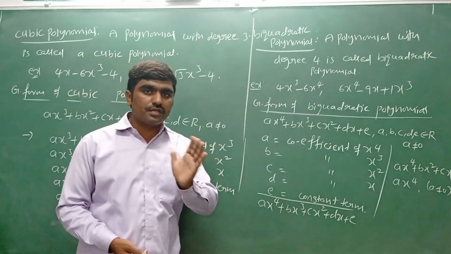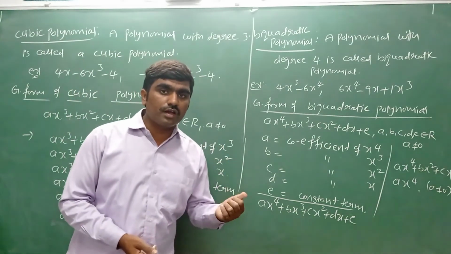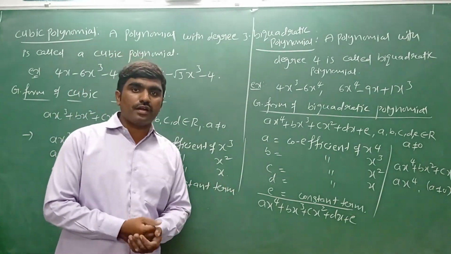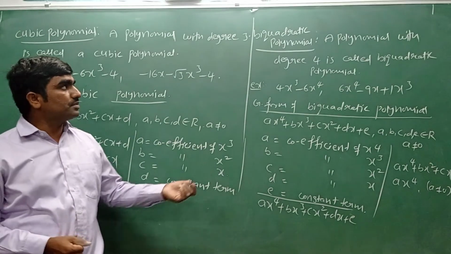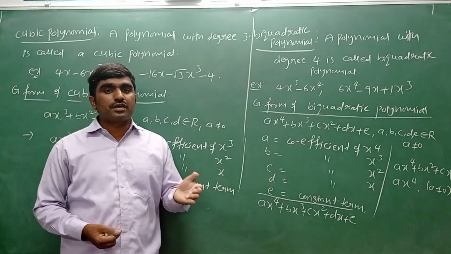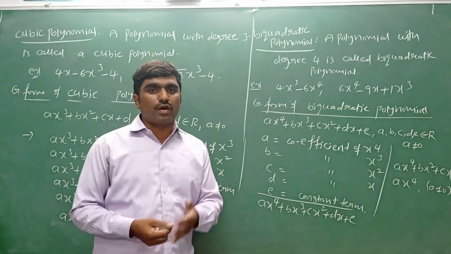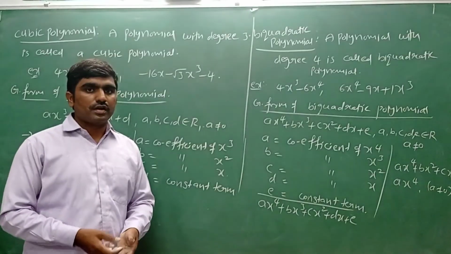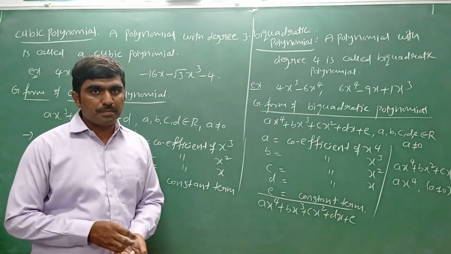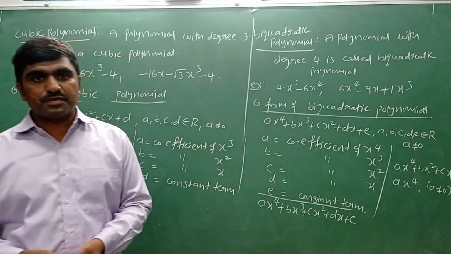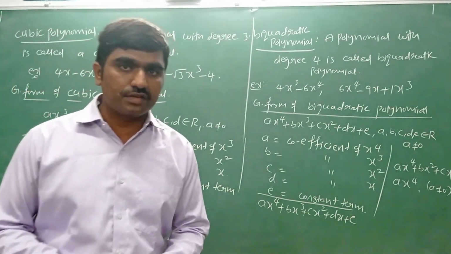This is about types of polynomials based on degree. Linear polynomial with degree 1. Quadratic means what? Degree 2. Cubic, degree 3. Biquadratic, degree 4. After degree 4, if you have degree 5, we call it a 5th degree polynomial, 6th degree polynomial, 7th degree polynomial. So this is about types of polynomials based on degree. Let's see now, based on terms.